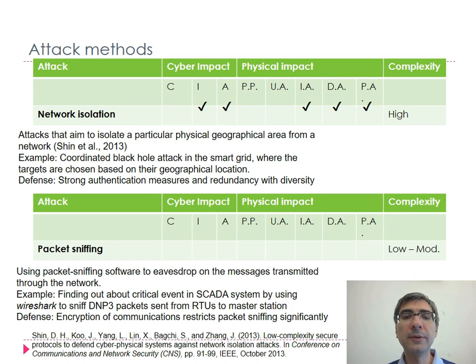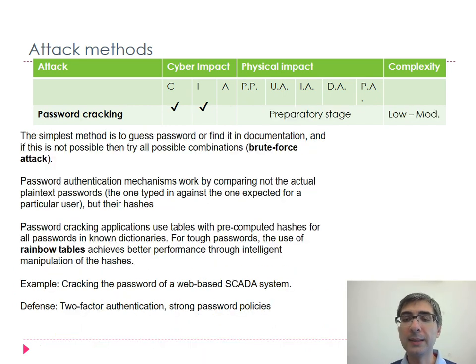Defense against packet sniffing, the obvious one is encryption. Encryption makes it very difficult to read the messages that are sniffed, the messages that are eavesdropped on. So encryption is the standard approach for mitigating the effects of packet sniffing. I mean, the packets will still be sniffed, but it will not be obvious what they have inside because it will be encrypted. Packet sniffing is only about confidentiality, and it can only affect physical privacy in this sense, in terms of physical impact.